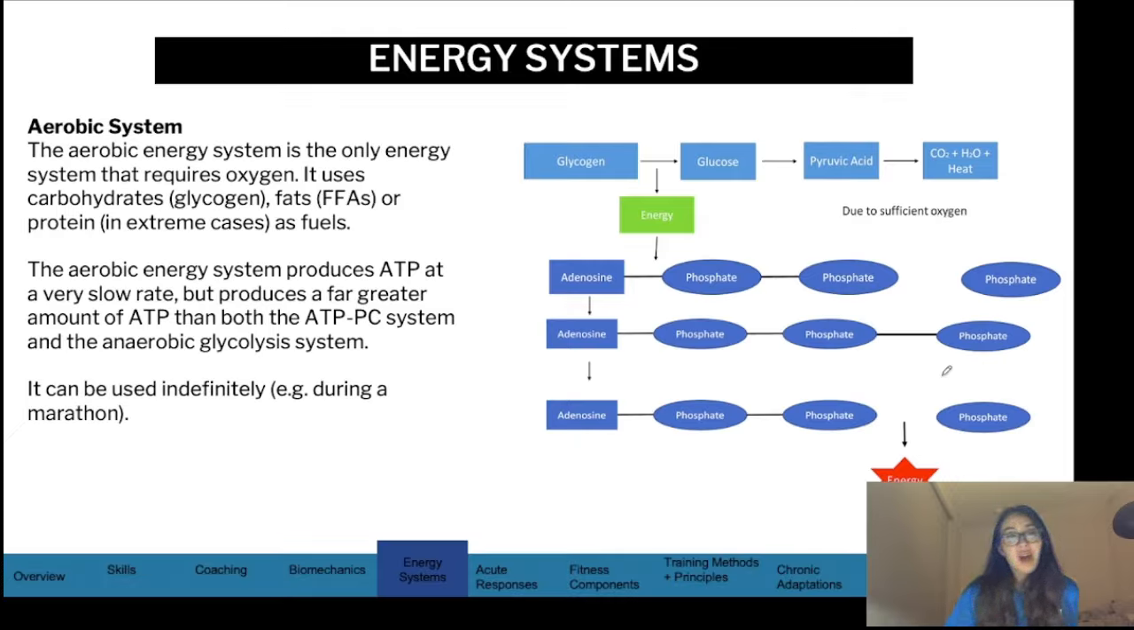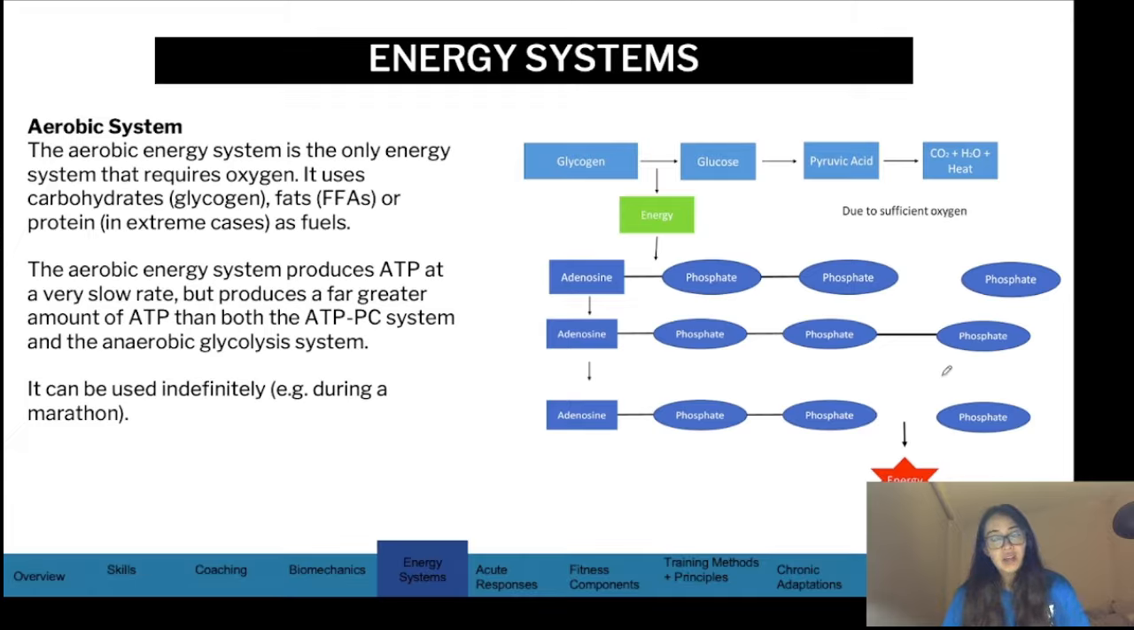Okay, so moving on from that, we're looking at the aerobic system now. So we start to increase our respiratory rate, we increase our heart rate, all of that happens. And so the reason for this is that we actually want to get more oxygen going to the working muscles, because then we can actually activate or increase our use of the aerobic system. And so this aerobic energy system is the only energy system that actually requires oxygen, and it uses carbohydrates as glycogen, fats, which get broken down to free fatty acids, and in extreme cases, protein as fuels.